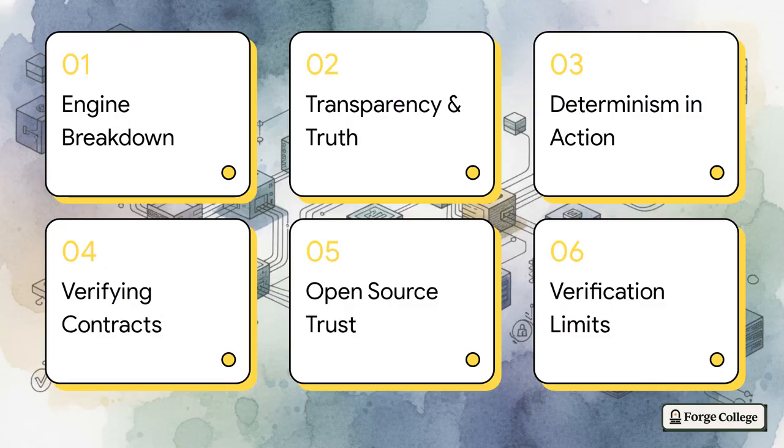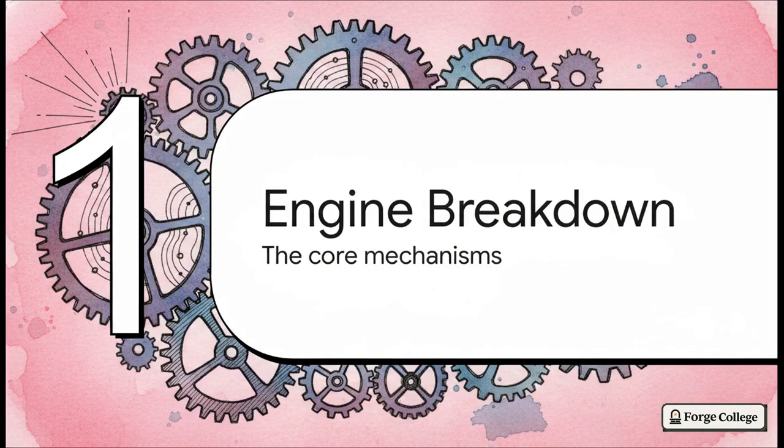Here is our engineering blueprint for today's explainer. 1. The engine breakdown. 2. Transparency and truth. 3. Determinism in action. 4. Verifying smart contracts. 5. Open source trust. And finally 6. The limits of verification. Section 1. The engine breakdown. Let's look at the core mechanisms.